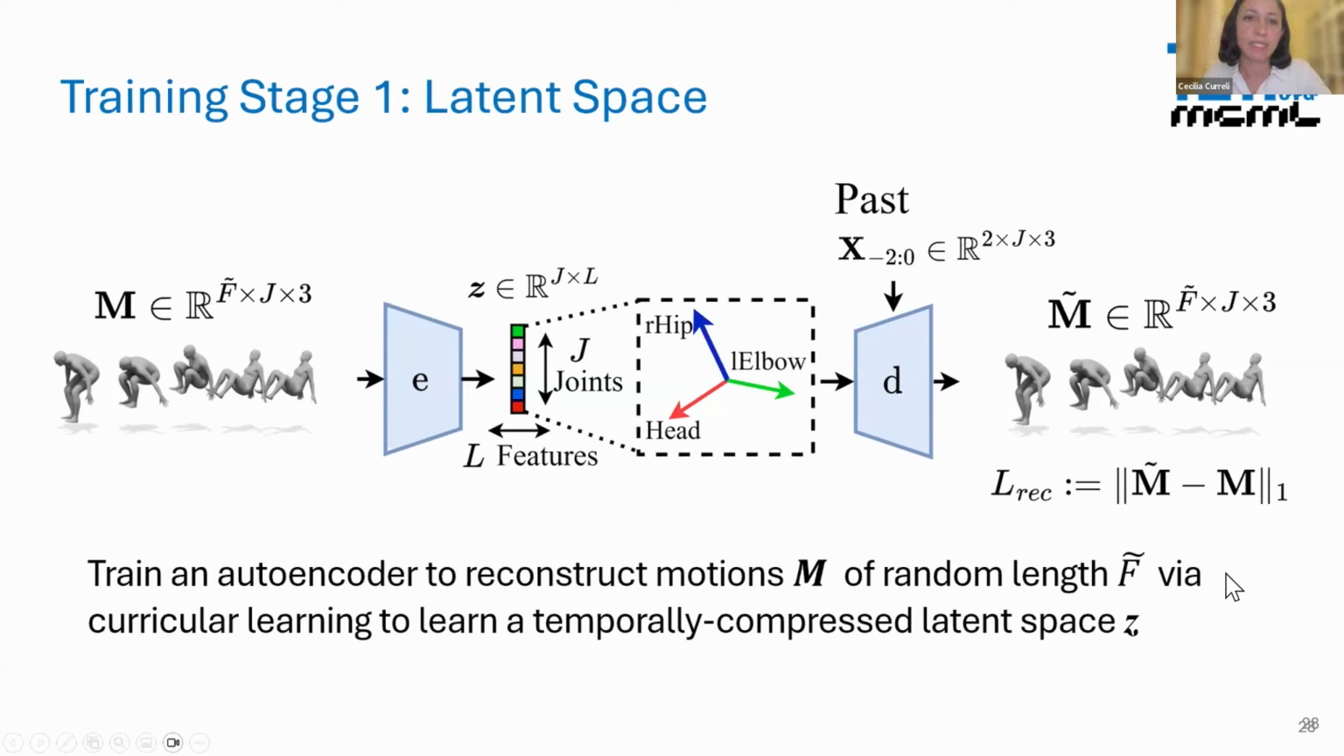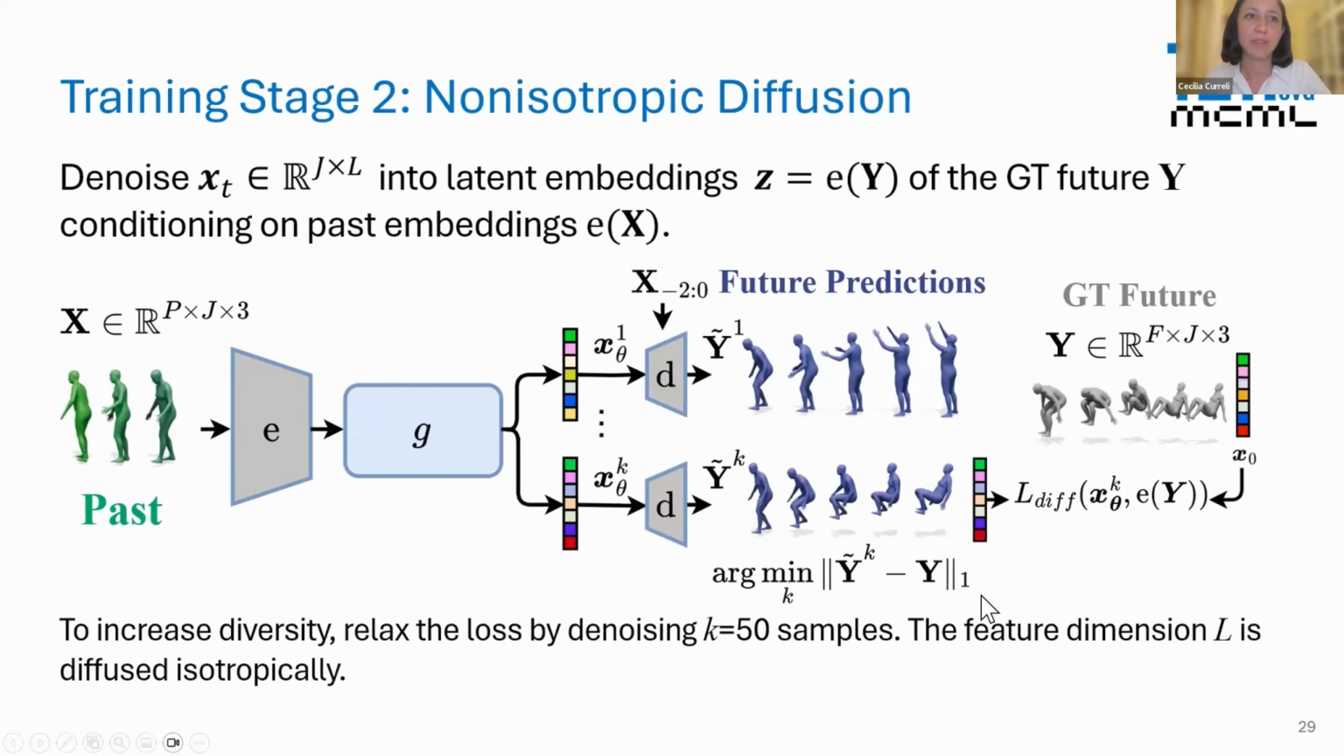And now that we've learned the latent space, we can train diffusion on top. So this is a conventional latent diffusion training besides the relaxation of the training objective. Let's go from the beginning. We take as input the past, we encode it into the latent space and give it as a conditioning to a denoising network that learns to generate multiple latent codes. And these codes are then decoded into different motions.